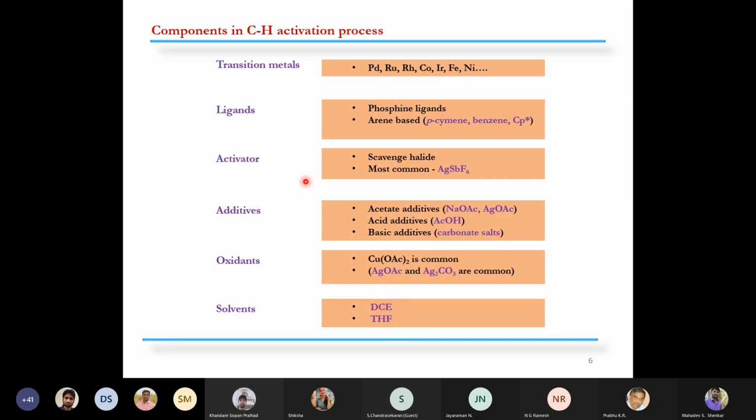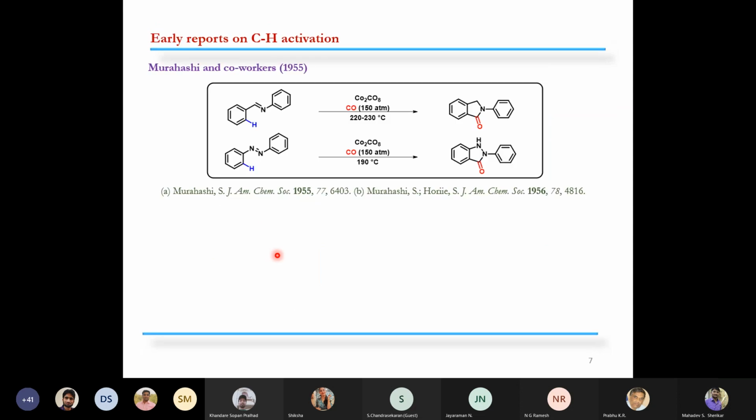So apart from the directing group and coupling partner, we have to screen various components to reach the right cocktail. Hence, it is one of the challenging tasks in the field of CH activation.